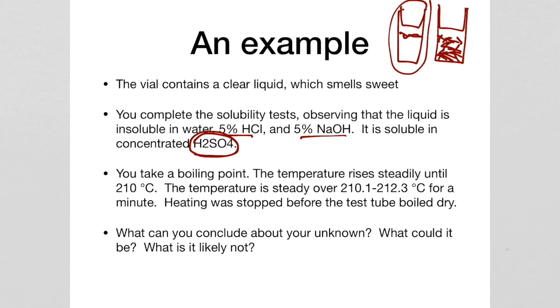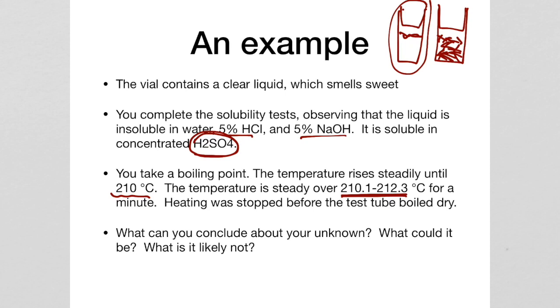You're then going to go through and take a boiling point, and that's described in your procedure. You see a steady rise in temperature until about 210 degrees Celsius, and the temperature stays steady between 210 and 212 Celsius for about a minute. You went ahead and stopped the heating before the test tube boiled dry. So, what can we conclude about our unknown? What could it be? What is it likely not?